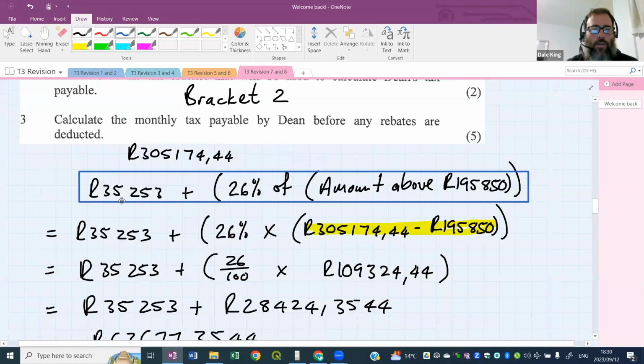It says you need 35,000 plus 26% of an amount. And in this final bracket here at the end, this one here is an amount. This amount is the amount above 195,000 that you are. So you've got to work out how much you are above 195,000, taking your annual salary. To find out how much above, like you told me, you've got to subtract it, and that'll give you this value here. Correct.